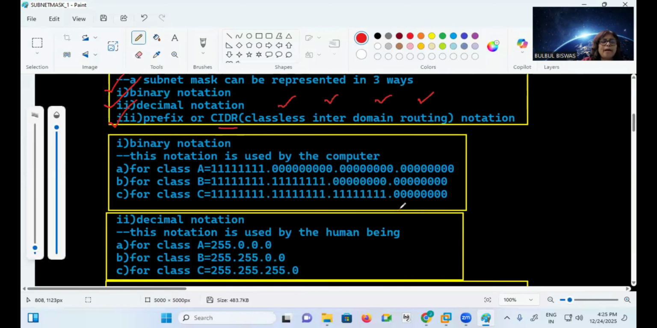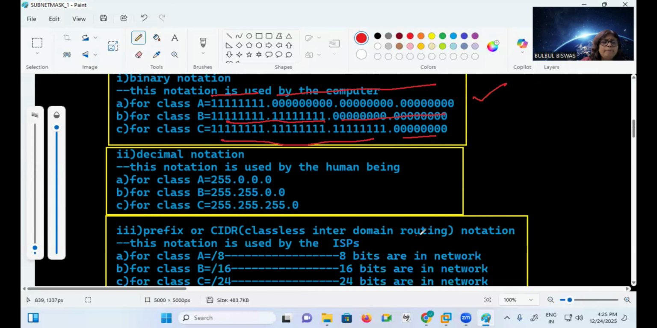If I go for the binary, what is binary saying? All the network octets you make as 1 and all the host octets as 0. So you see in class A, 8-bit network, 24-bit host. Class B, 16-bit network, 16-bit host. And class C, 24-bit is network and 8-bit is host. Am I clear? So this is how I have represented it using binary.